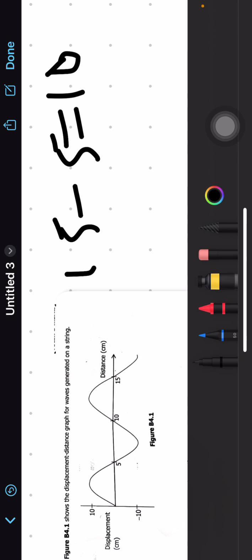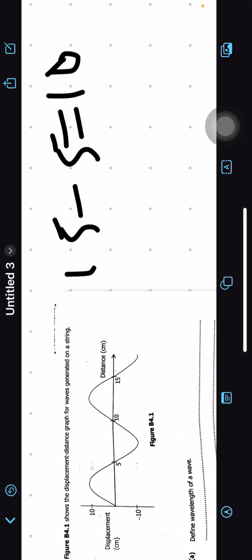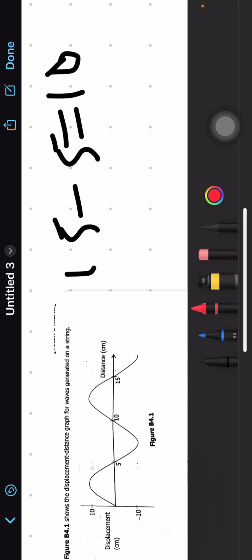So just get this number and make sure you subtract them. You're going to get 10, so that is the wavelength. Okay, so done. Let's go to the other one.